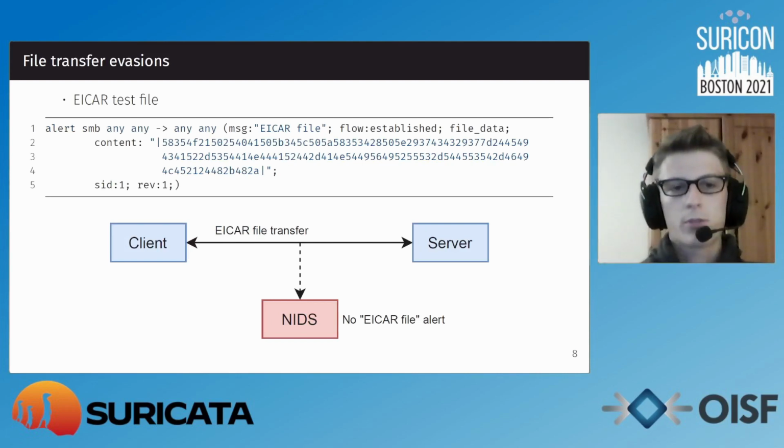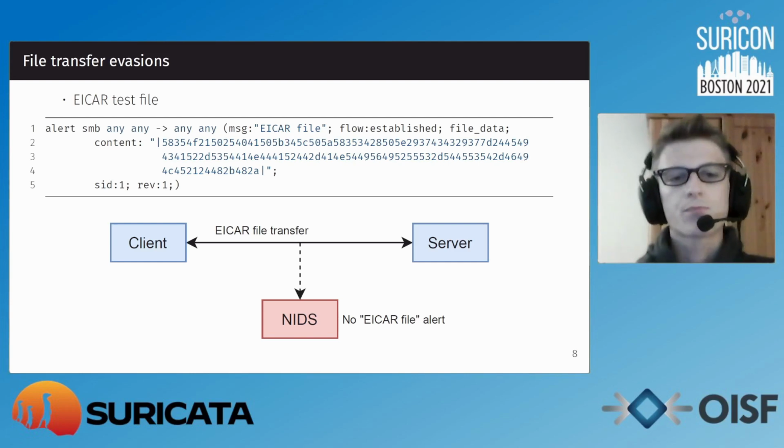So now I will speak about the file transfer evasions. In order to perform this evasion, we use the EICAR file, which is a common standard antivirus testing file, which is not malicious and just used for testing purposes. Then we use this rule to detect the EICAR file through the network, and the content is just the bytes value of the EICAR file. The purpose of the evasion is for the client to send the EICAR file to the server, but without an alert from Suricata. So firstly, we tried fragmentation.